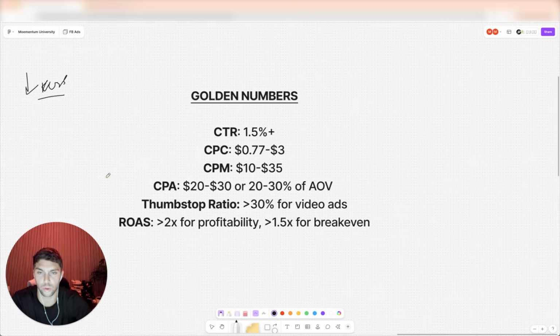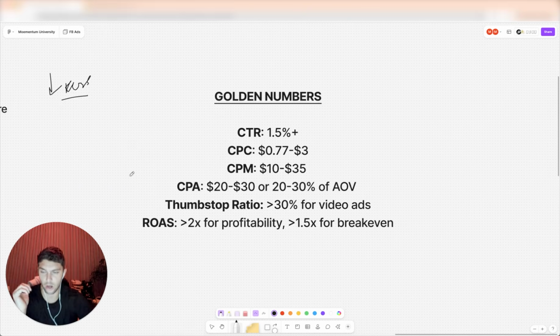Now, these are the golden numbers. Screenshot this, put it on your screensaver, put it in your notes, because this is what's going to allow you to scale. Anything over 1.5 click-through rate is a check. Cost per click, you never want to pay more than $3.